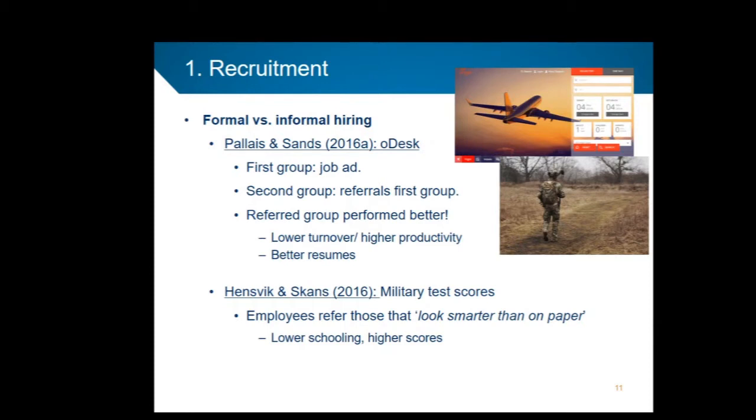In the second step, they asked those people to recommend new people. And they also placed a new job ad. So they had two channels now, recommendation and job ad. What they did is they compared the performance between the employees that were referred and those that reacted to the ad. What did they find? Not only did the referred group do much better on the task, they were also less likely to quit, and they had better resumes than the non-referred group.